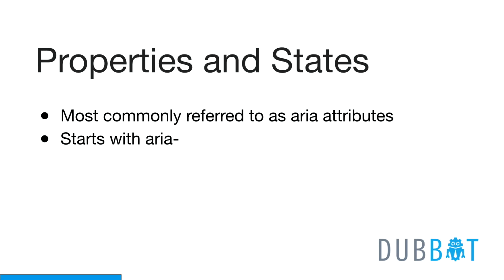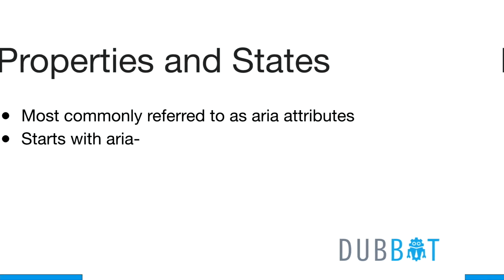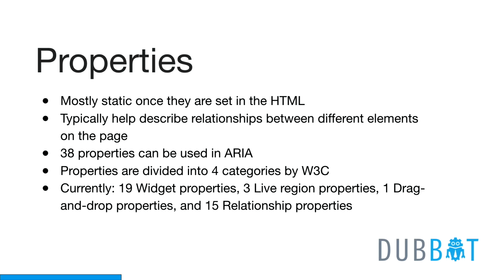So properties and states. These are what are most commonly referred to as ARIA attributes. These are what start with aria-dash. So when you're looking at HTML, if you ever see aria-dash, you're working with a property or a state. Properties are a lot like roles where they're mostly static when they're set in the HTML. They typically help describe relationships between different elements on the page.